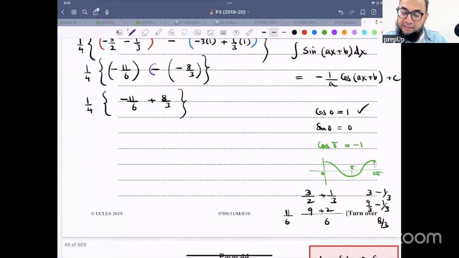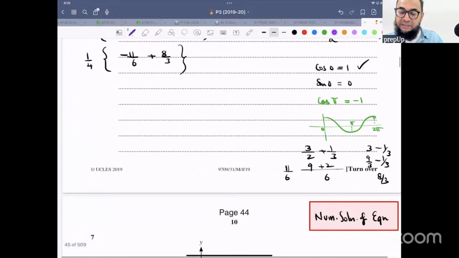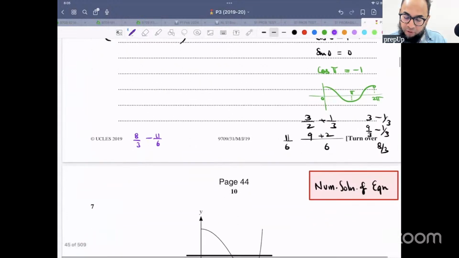This minus and this minus made it positive. So 11 over 6 and 8 over 3. 8 over 3 minus 11 over 6. Let's multiply by 2. That is 16 over 6 minus 11 over 6, which comes out to be 5 over 6.